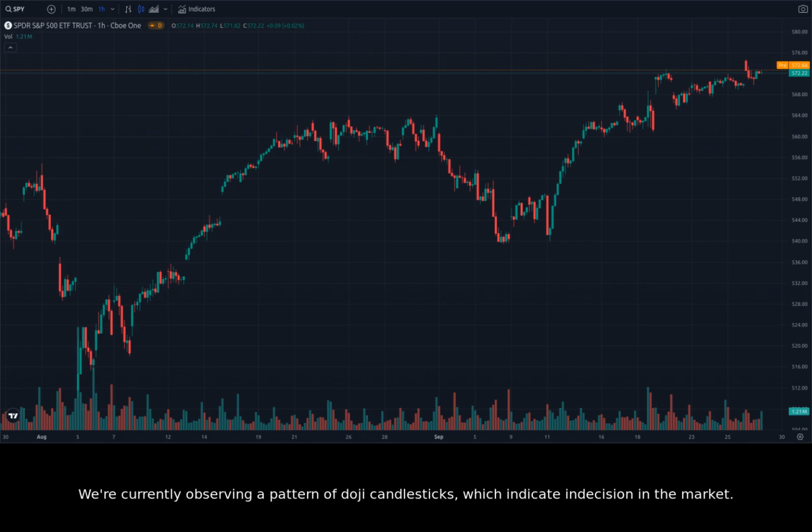We're currently observing a pattern of doji candlesticks, which indicate indecision in the market. This further reinforces our earlier observation that traders are waiting for a clearer signal before making a move. If the SPY breaks above the recent high, it could signal a bullish breakout from the consolidation range. This breakout would be supported by the positive economic news and stimulus measures we discussed earlier. However, if the SPY breaks below the recent low, it could indicate a bearish breakdown.